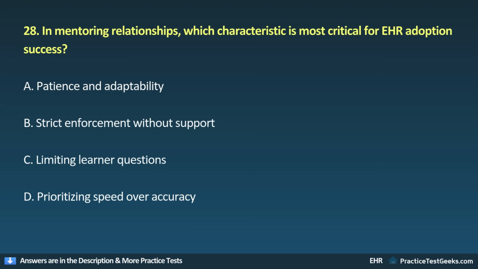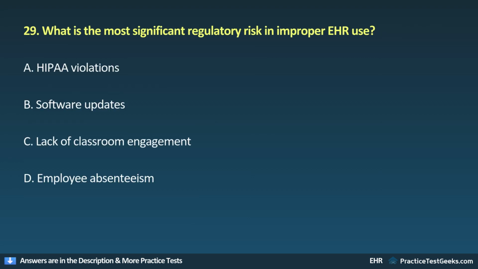28. In mentoring relationships, which characteristic is most critical for EHR adoption success? A. Patience and adaptability. B. Strict enforcement without support. C. Limiting learner questions. D. Prioritizing speed over accuracy.